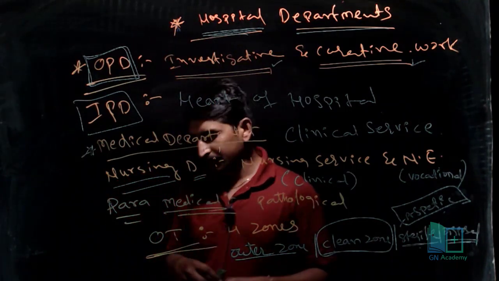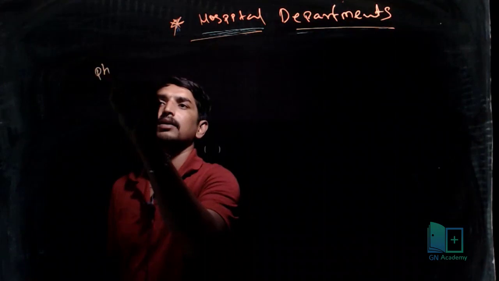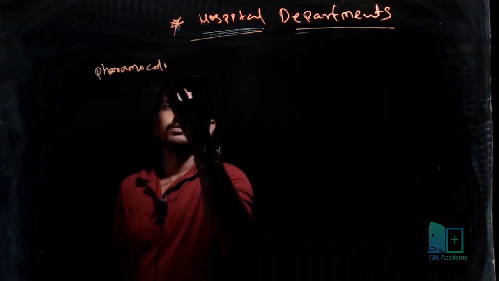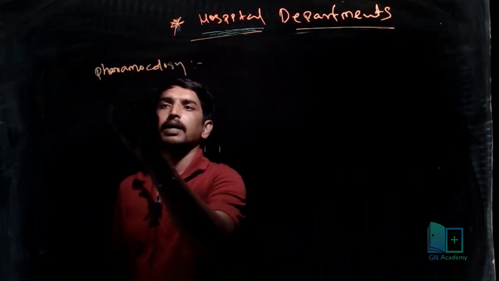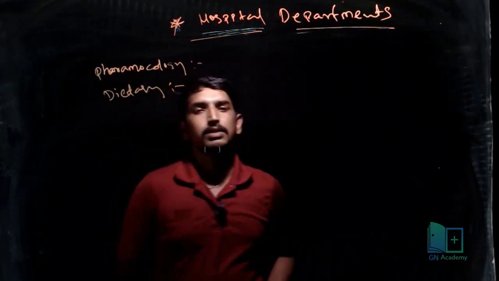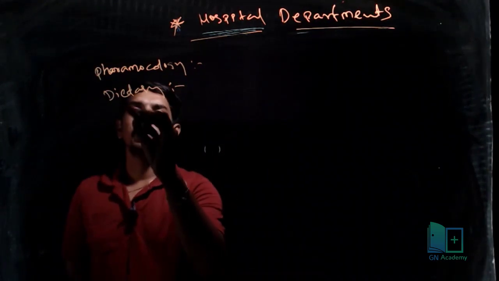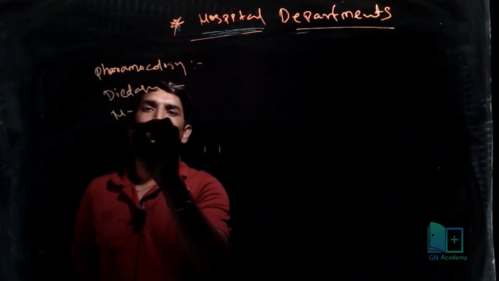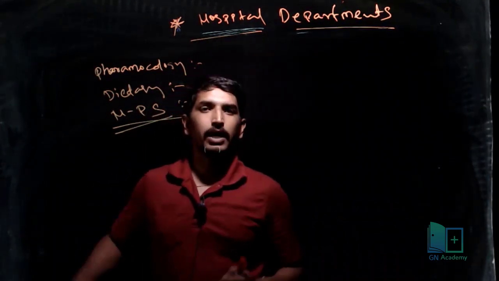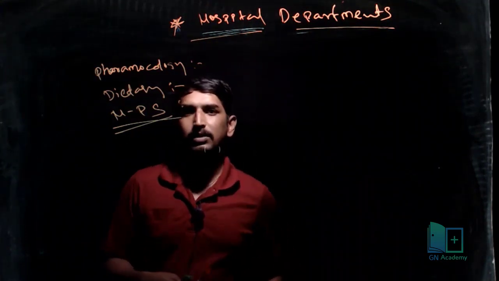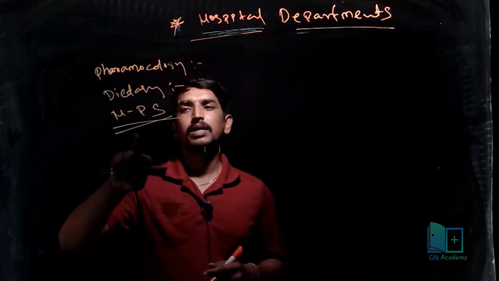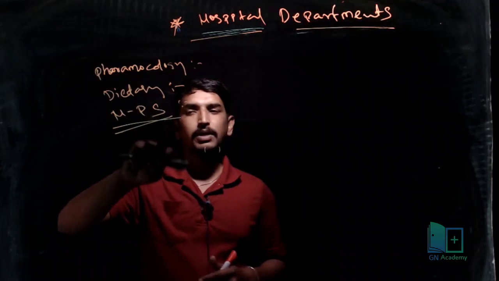Coming to the next department, there are other departments also observed, such as the pharmacology department and the dietary department, as you know, right? And some other departments can be observed in the non-professional services, NPS, especially administrative, billing, accounting and all other services, which are done in the department called the non-professional service department.